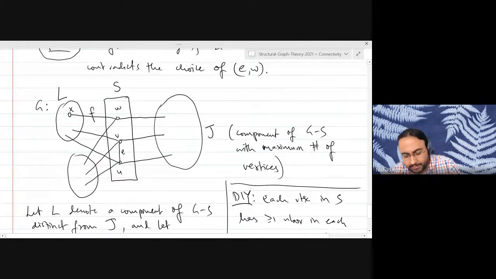There is another vertex Y. We don't know where that vertex is. It could be anywhere. But these 3 vertices, W, X and Y, form a 3-vertex cut in the graph G. I want to convince you that after deleting these 3 vertices, there will be a component that will have more vertices than the number of vertices in J.